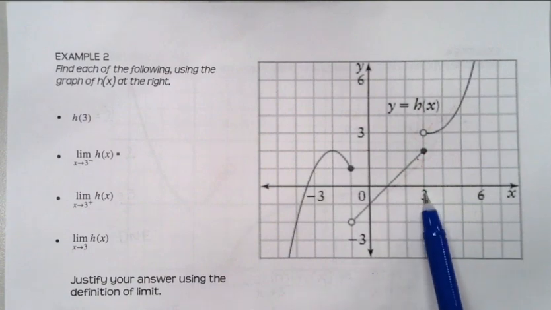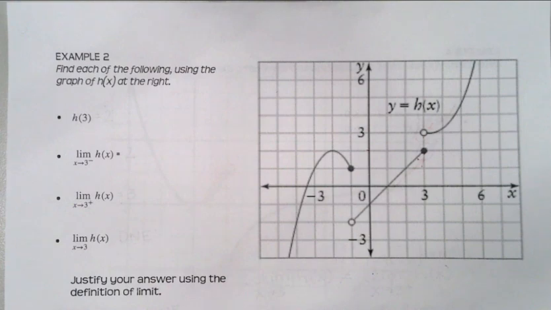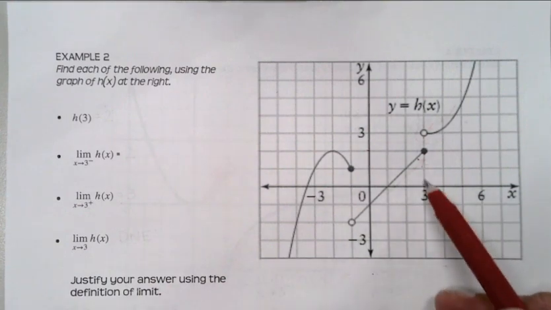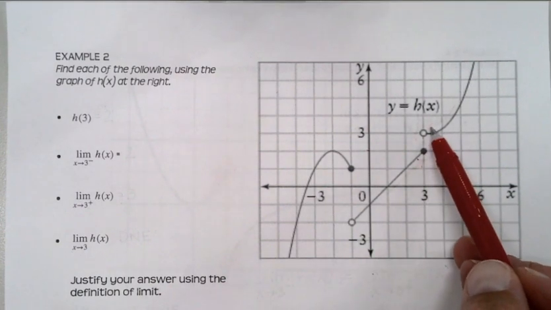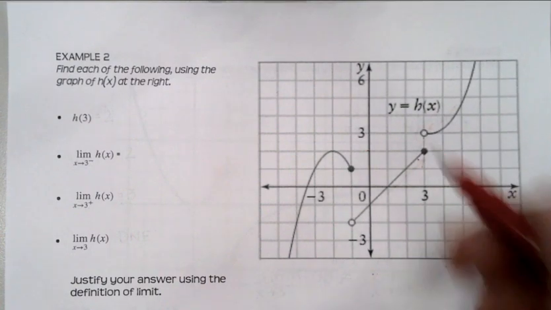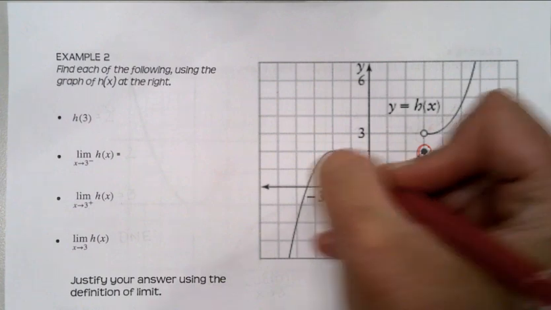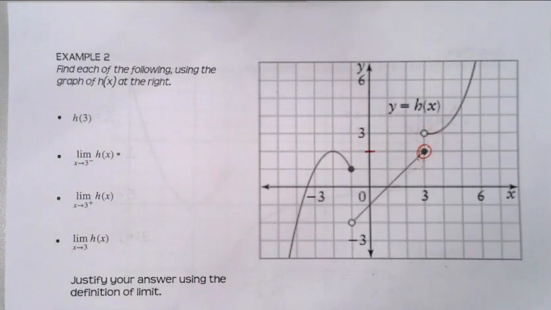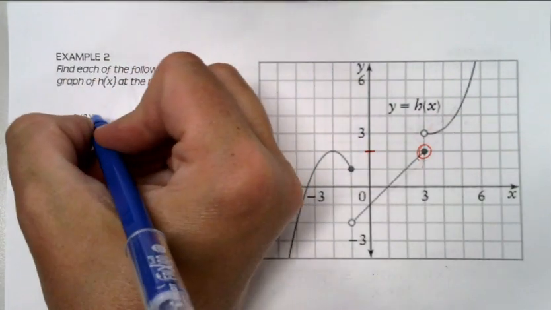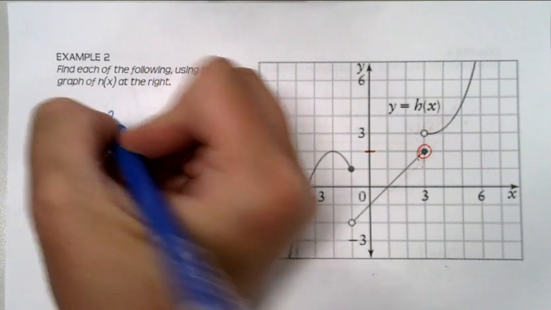Okay, so here's where x equals 3. I have to decide which one of these function values I am using. Well, I want to make sure that I'm using the closed circle and not the open circle, because the open circle indicates that it's not an actual value. So the answer to that question is my y value here of 2. So h of 3 is equal to 2.